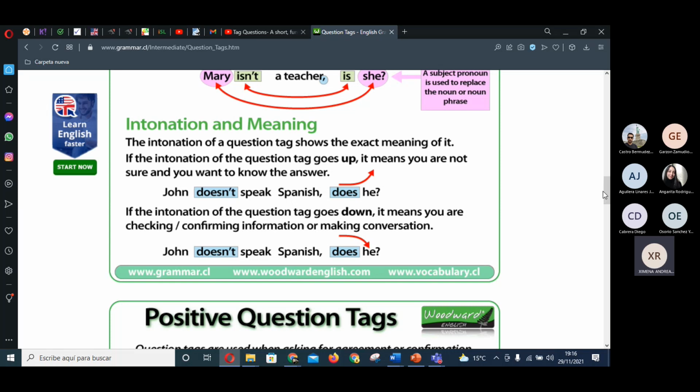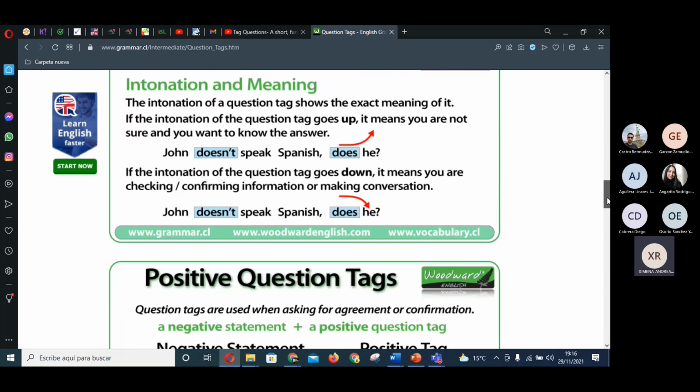But here tonight, more than the intonation, I care about the grammar.